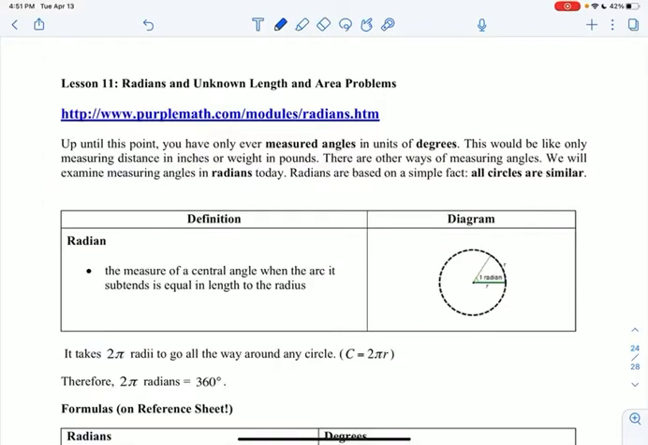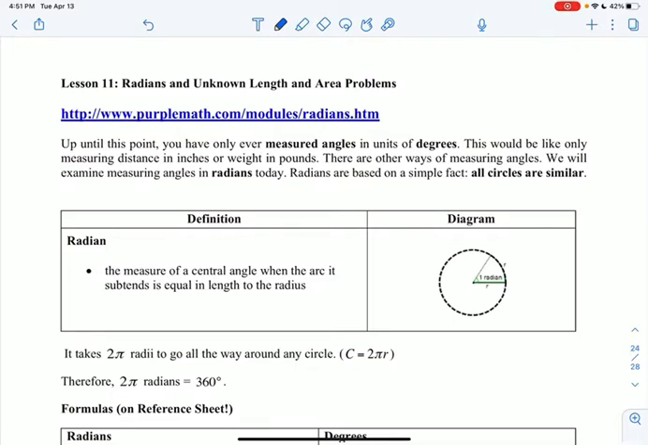Hi everybody, this is the circle unit, lesson 11, and today we're going to talk about radians and unknown length and area problems. If you're interested in finding out more about radians, there is a website I have here. It's called Purple Math.